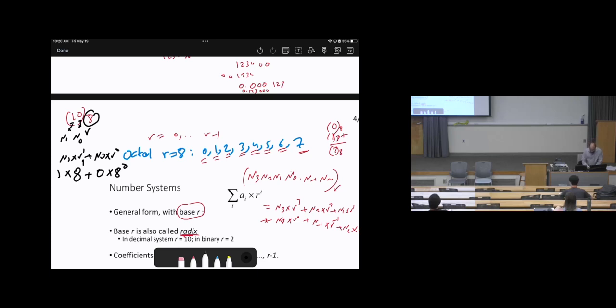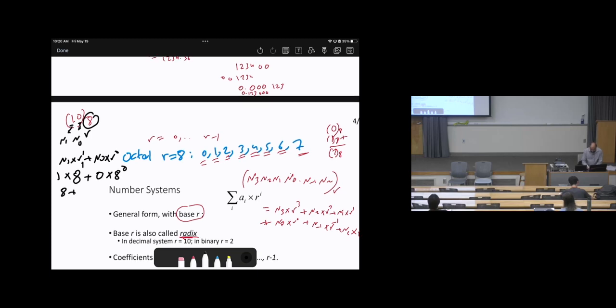Then 8 power 1, 8 times 1, is 8, plus 0 times 8 power 0. 8 power 0 is 1, and 0 times 1 is 0. So the answer will be 8. And this is when we convert this to the system that we know, which is decimal. Then we will realize that 10 in octal actually equals 8 in decimal. Right?